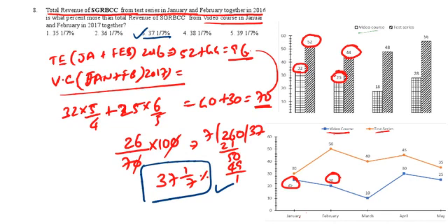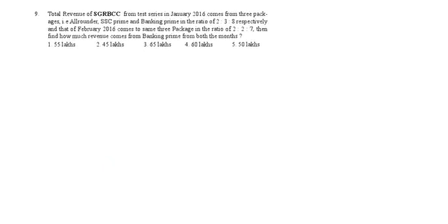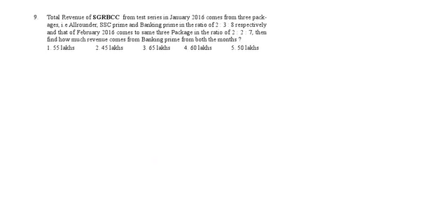See the next question. Total revenue of SGR BCC from test series in January 2016 comes from 3 packages, that is All-Rounder, SSC Prime, Bank Prime, in the ratio of 2:3:8 respectively, and that of February 2016 comes from the same 3 packages in the ratio of 2:2:7. Then find how much revenue comes from both in the same months. This is our question.